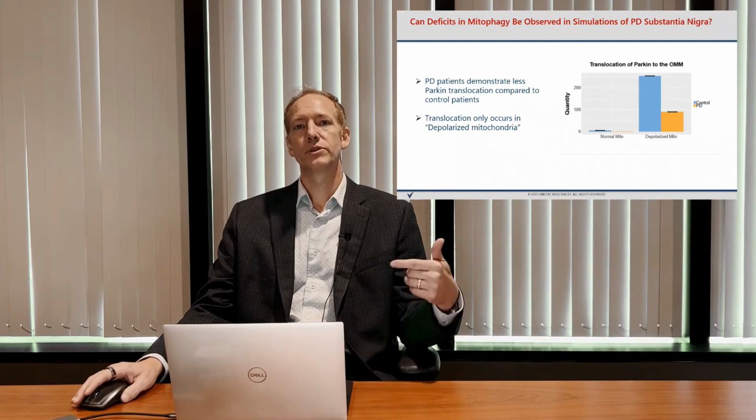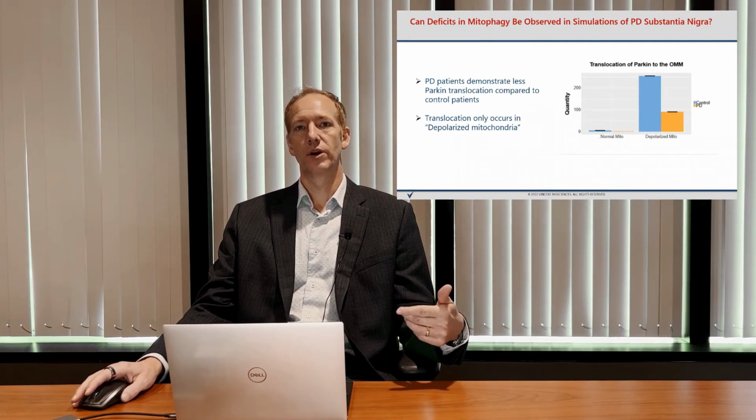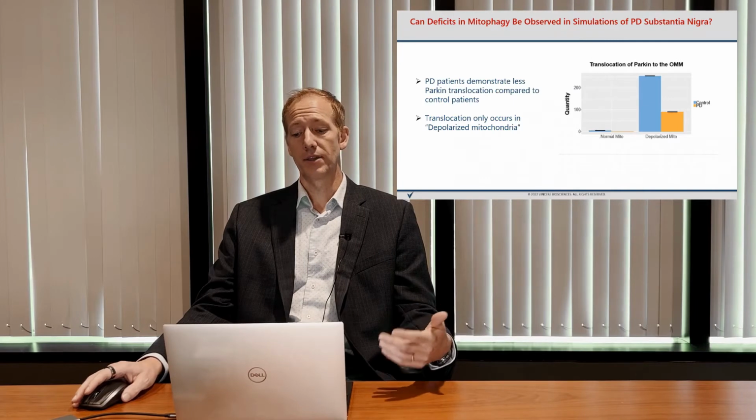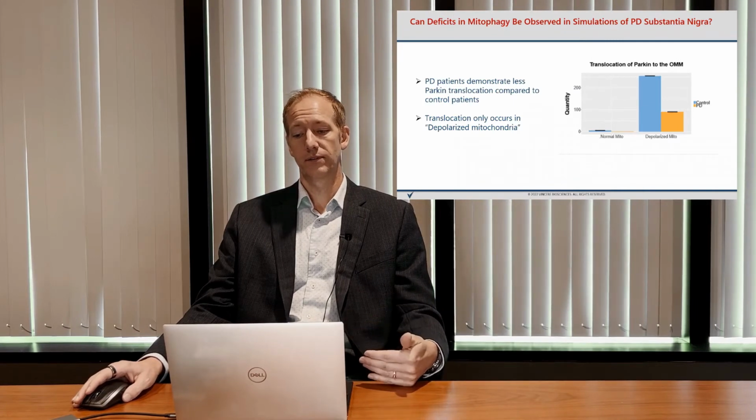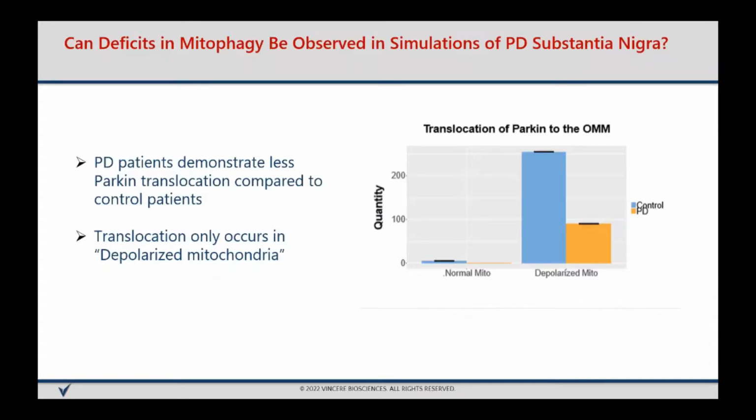So now I'm going to step through some of the data that has come out of that. We looked at, in this set of experiments, idiopathic Parkinson's disease substantia nigra versus healthy control substantia nigra, age-matched controls. And what you see normally is very little Parkin enzyme on the outer mitochondrial membrane. But when the mitochondria become damaged, you get this really robust upregulation of Parkin. Parkin comes to the mitochondrial membrane to start to kick off that mitophagy process.